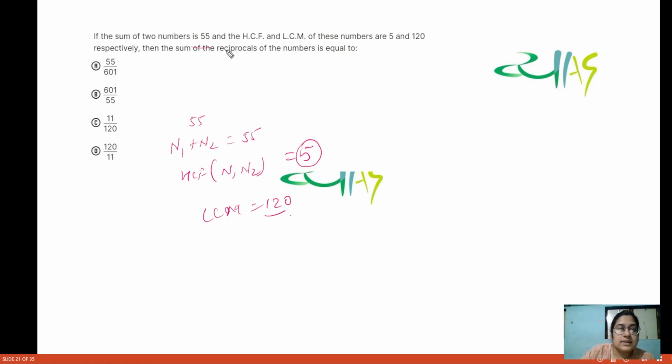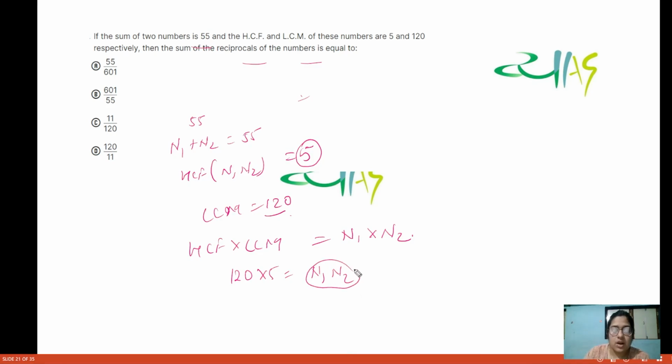Then the sum of the reciprocals of the numbers is equal to, okay, we are asked the sum of the reciprocals. We know HCF into LCM is equal to N1 into N2. So you have 120 into 5 is equal to N1 into N2. Now from here, this becomes what? 12 5s are 60, with the zeros it becomes 600. All right, this becomes 600.